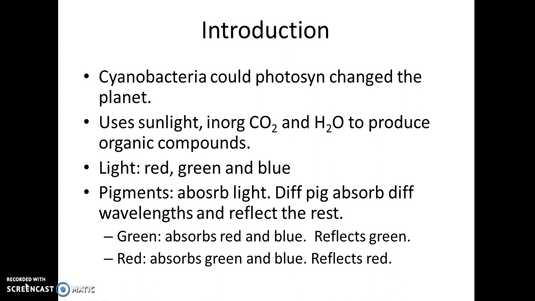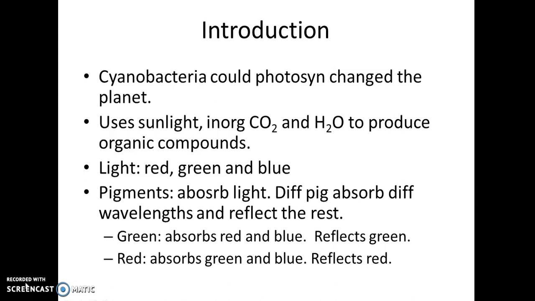When we talk about sunlight, we need to remember that light is made up of three colors: red, green, and blue. When we put them all together, we get white light. Kind of blows your mind, doesn't it? Pigments absorb sunlight, and different pigments absorb different light wavelengths and reflect the rest back to your eye. So if a pigment is green, it will absorb the red and blue and reflect the green back to you, so that's what you see.